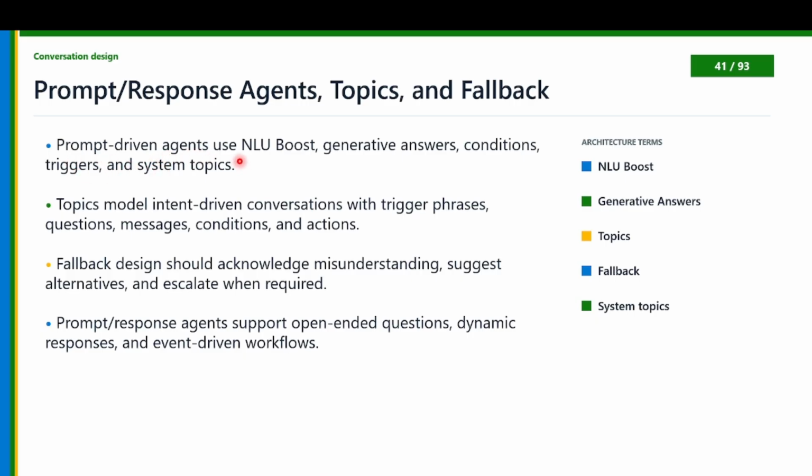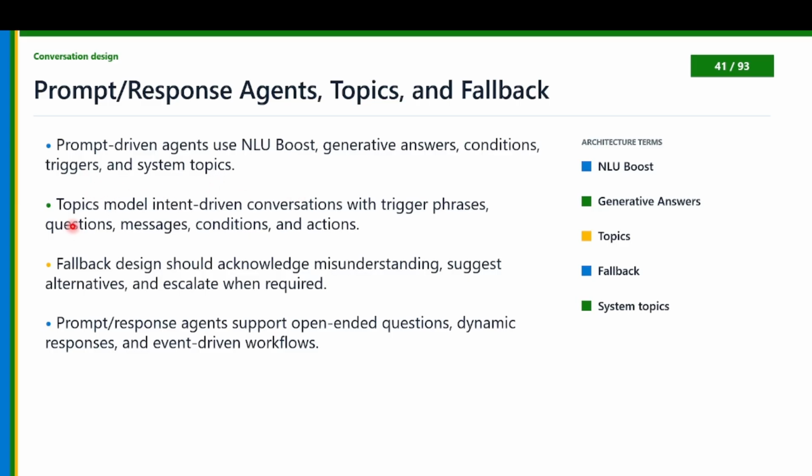Prompt-driven agents use NLU boost, generative answer, conditions, triggers, and system topic. So any agent that is prompt-driven must use natural language understanding boost, must be able to generate answers, okay, in the form of a summary, text, voice, speech, and so on. Then it should be able to use conditions, okay? It should not loop forever. It should be able to use conditions. They should be able to use triggers and system topic.